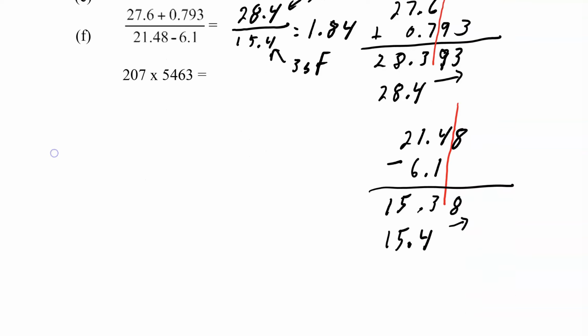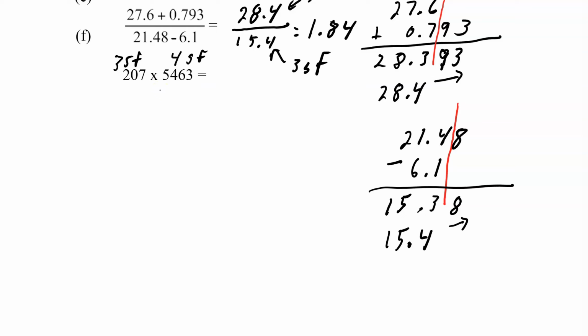And the last one, F, we're multiplying 207 times 5,463. This is just a straight multiplication problem. Again, we're going to look at the number of significant figures in each of our numbers in the operation. We have 3 significant figures in 207. We have 4 significant figures in our second number. So when we multiply these two together, our answer is going to have to be rounded to 3 significant figures.